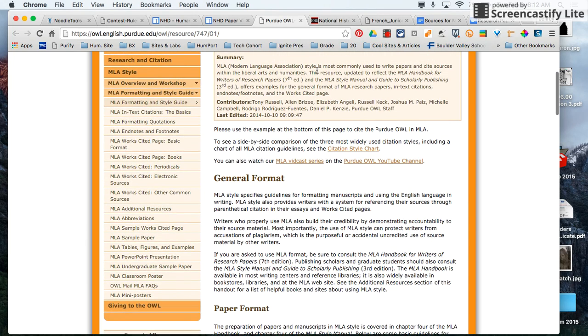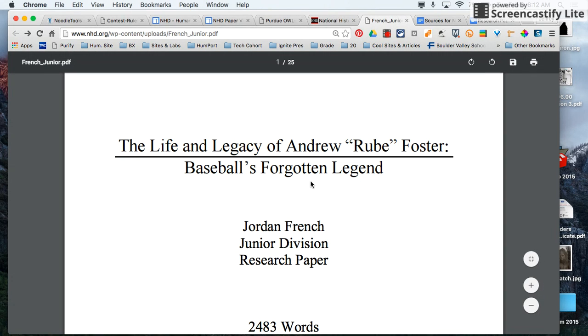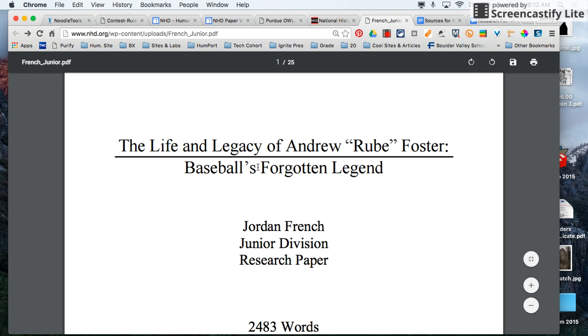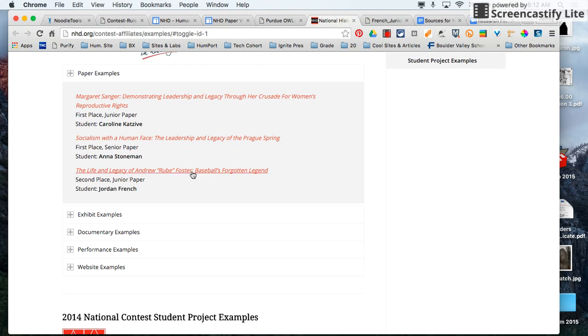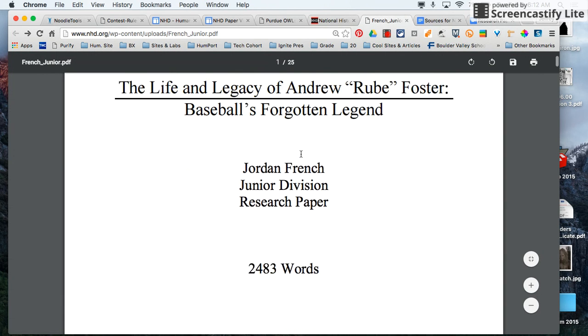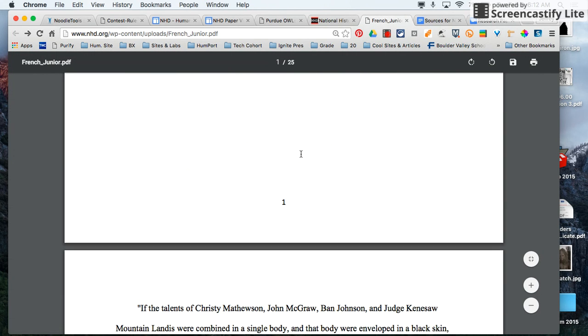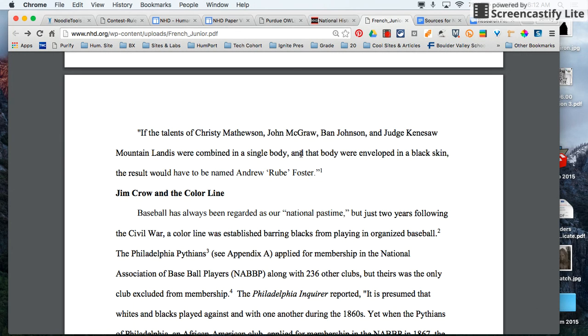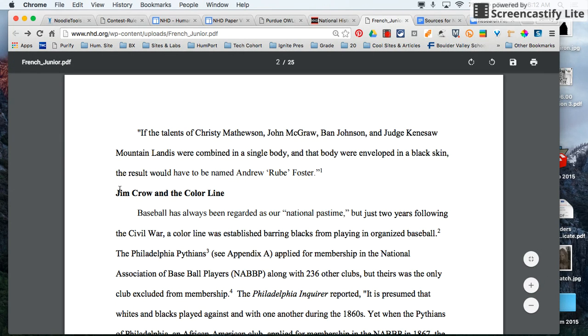The other big idea that I want to talk about is subheadings and how to organize your paper in a kind of a cool way. So I'm going to use this same paper that I pointed out in the previous video, in video 3, The Life and Legacy of Andrew Rube Foster. It's good for many reasons. It's a very well-written paper, but it has kind of the next level in it, and that is subheadings.